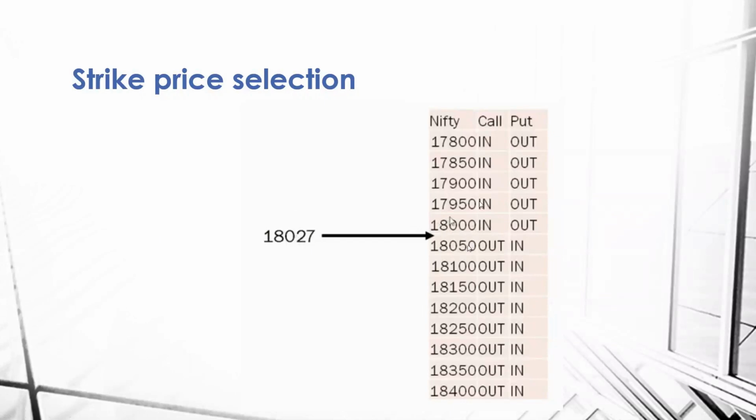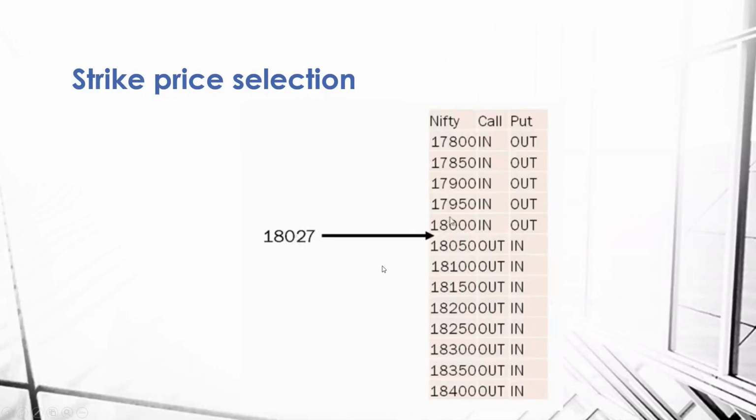You have to select the in the money strike price, and not go for two in the money, like 17,900, 17,850, or 17,800. That is two in the money. That also matters if the market suddenly reverses. There is a possibility that if the market reverses, it will immediately hit the stop loss. So we need to have some time to wait, so that we can wait for the market to go to the target in the next candle at least.